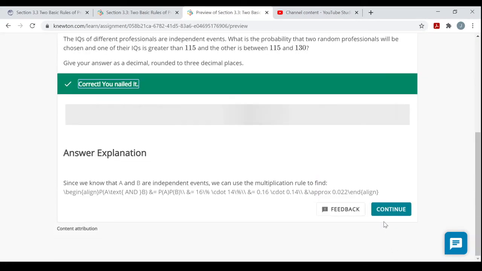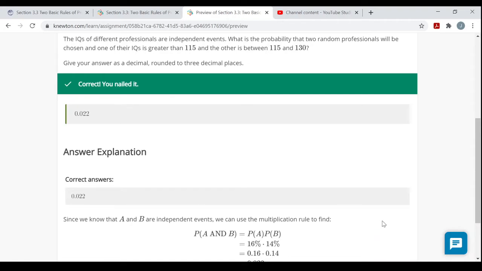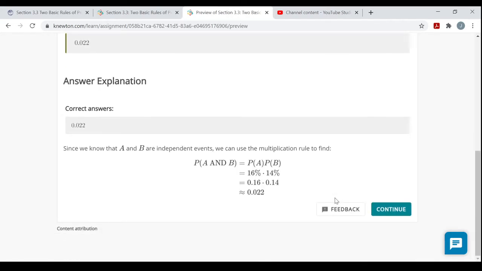Always read how they want you to enter the answers because it is pretty strict. If you've gotten this far, you've probably noticed they're pretty strict on how they want you to enter answers. If I entered it as a percentage, it would have told me it was wrong. So please read and be careful.